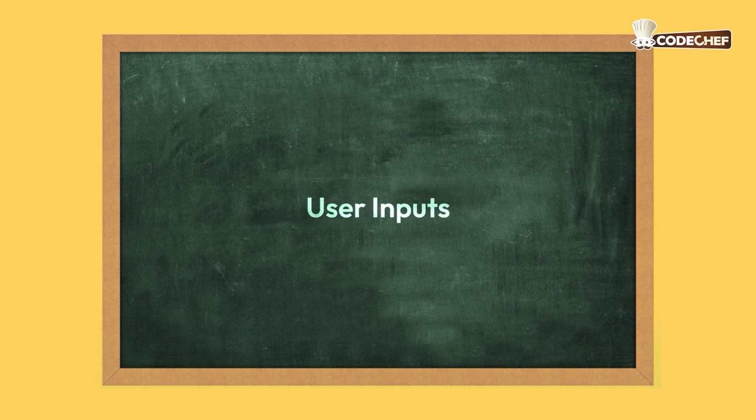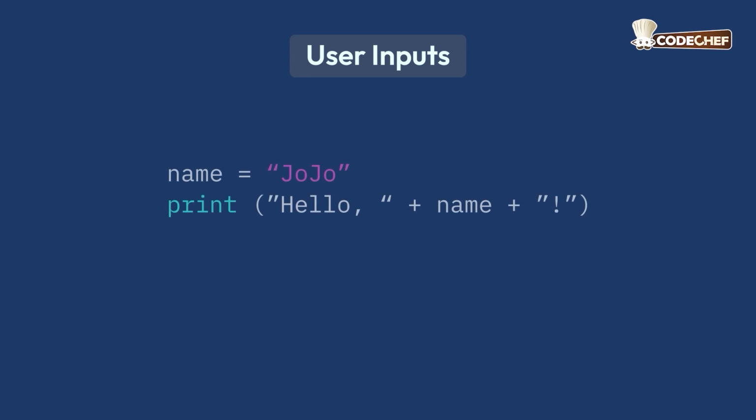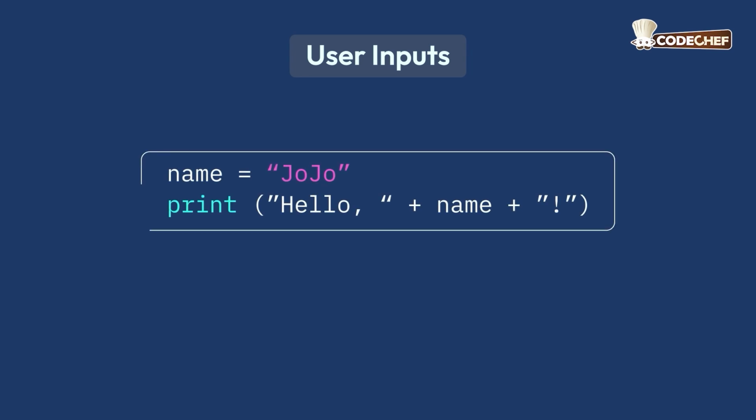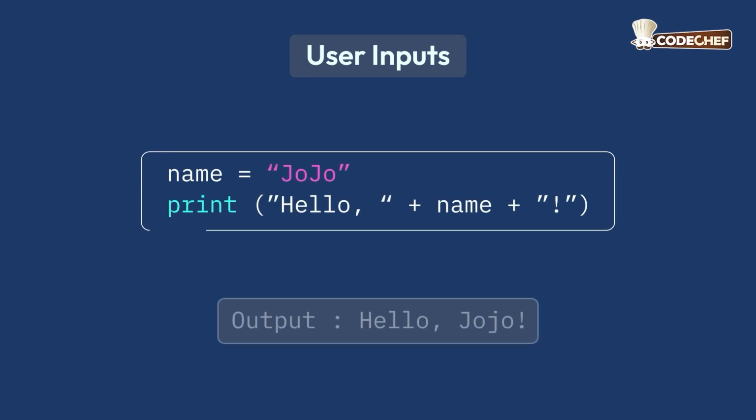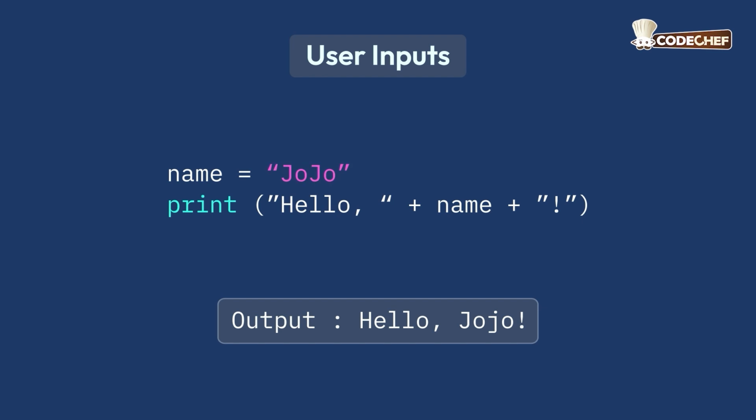So far, when we've written programs, we've directly given values to variables in the code. For example, every time you run this code, the value of name will always be Jojo. But in real world programming, you would want your program to run on different values each time. These values will be given to the program by users as inputs.